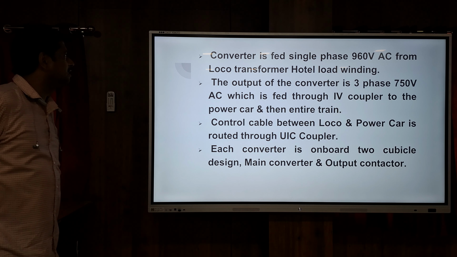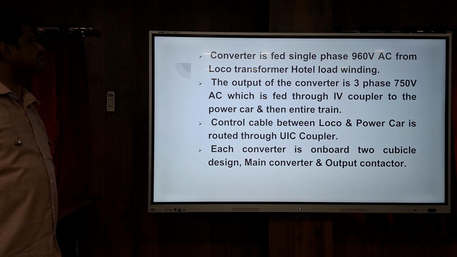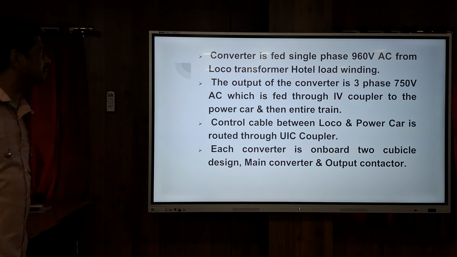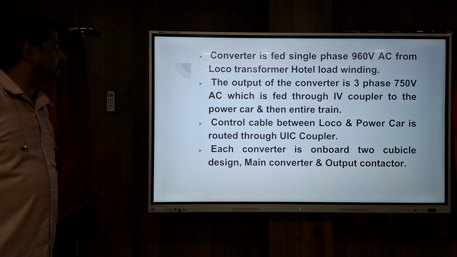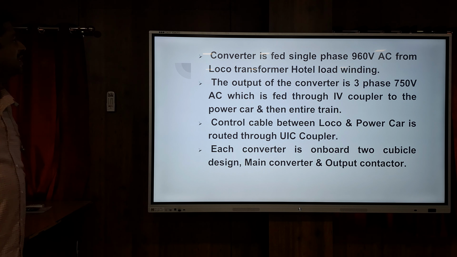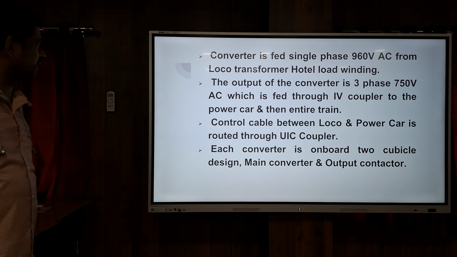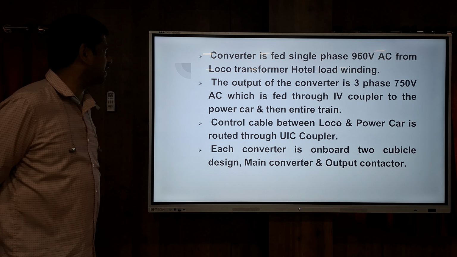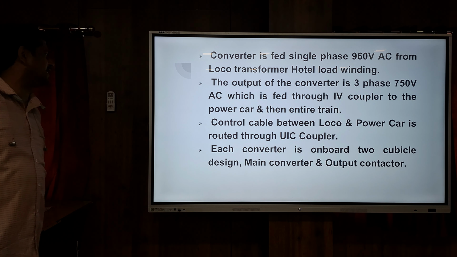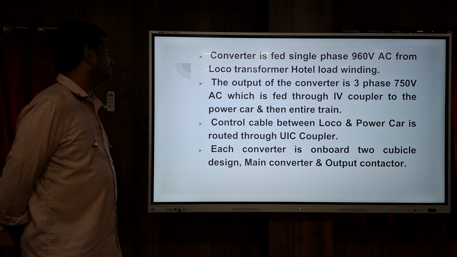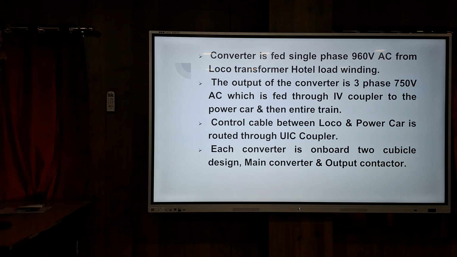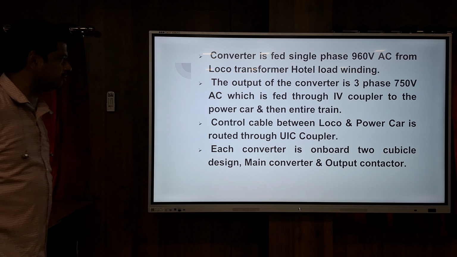The working system. The hotel load converter inside the loco is fed with a single phase 960 volt AC from the loco transformer hotel load winding. The output of the converter is 3-phase 750 volt AC, which is fed through the IV coupler to the power car and then the entire train. Control cable between loco and power car is routed through the UIC coupler. Each converter is onboard in two cubicle design, main converter and output contactor.